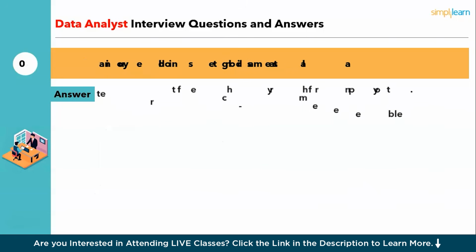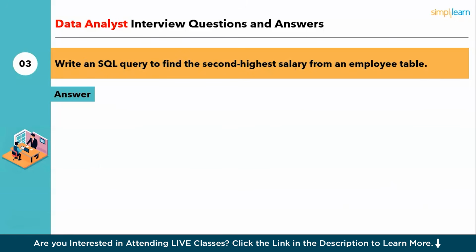Now proceeding ahead with the third question: write a SQL query to find the second highest salary from an employee table. Now you don't need an exact data set for this particular one. You don't have to create a table, load data, and then write a query. You can just write a generic query.